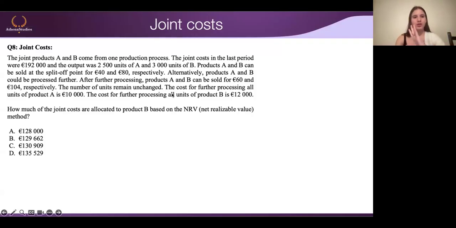But yeah, NRV. There's three methods, right? We have physical measures, then we have sales value at split off, and then we have NRV. Sales value at split off is right after the split off. The NRV is after accounting for separable costs.